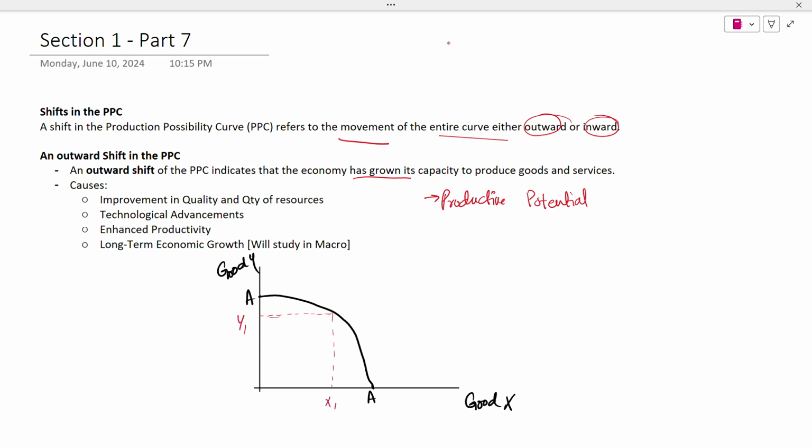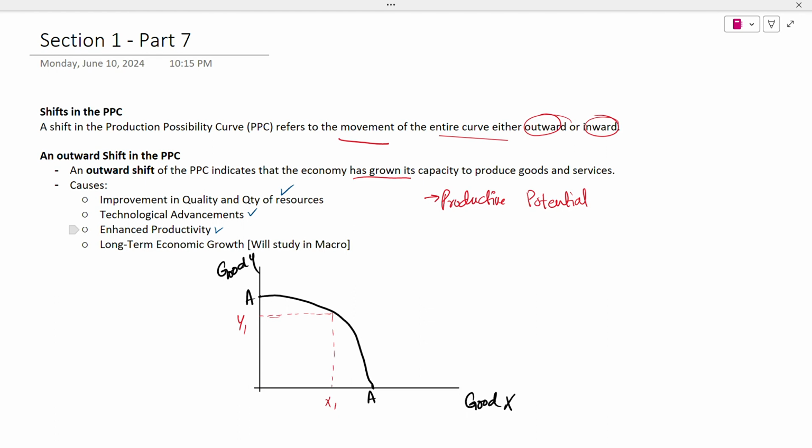Now what happens is that due to some factors, such as improvement in the quality and quantity of resources, we talked about these factors in the previous video. If you haven't watched that yet, go watch that video about how the quality and quantity of factors of production improve. Another reason for an outward shift is that your technology improves. If your technology improves, your productive capacity, your potential, and your capacity to produce goods and services improves. And it can also occur due to enhanced productivity as well.